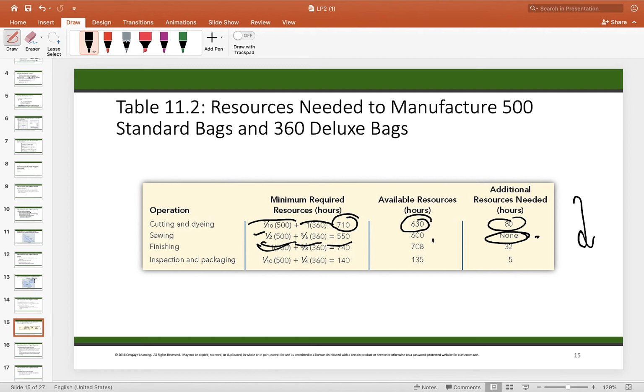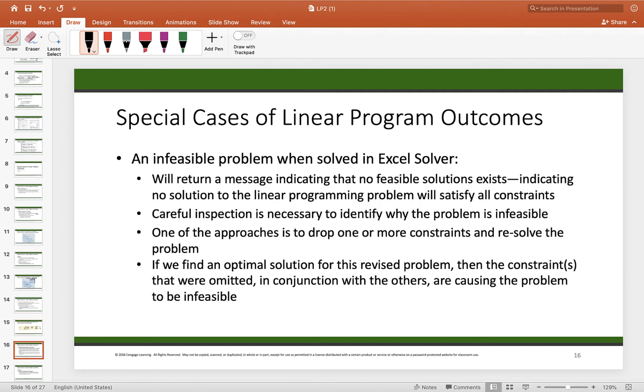So you can go down there and the management can figure out if they want to go ahead and get those additional resources in, and then you can rerun the models and take it on from there. But it's very useful. So how do I deal with Excel telling me that this is infeasible?